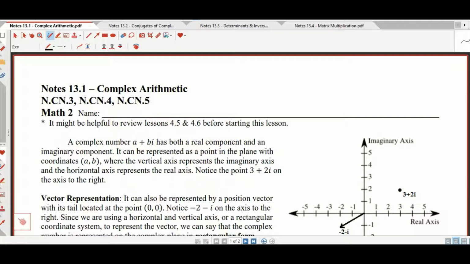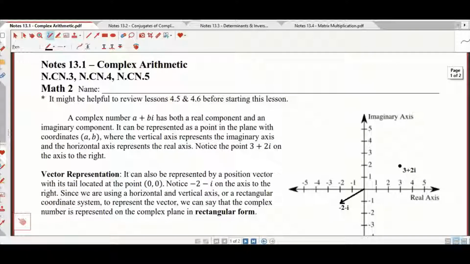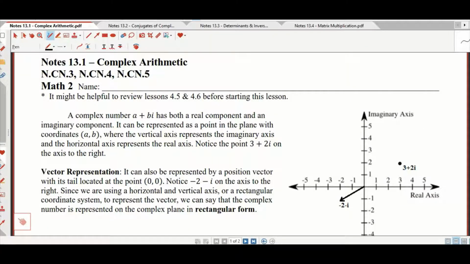But in any case, let's go ahead and get to it. Complex arithmetic. So this is section 13.1, our honors section of our Secondary Math 2 guided notes. Might be helpful to review lessons 4.5 and 4.6 before starting in on this one. But hey, it's your life, man.